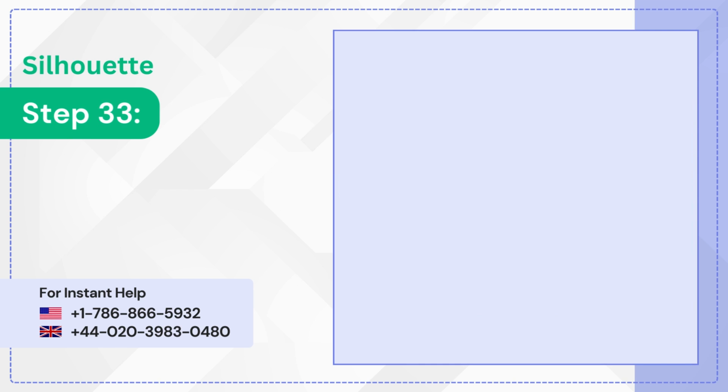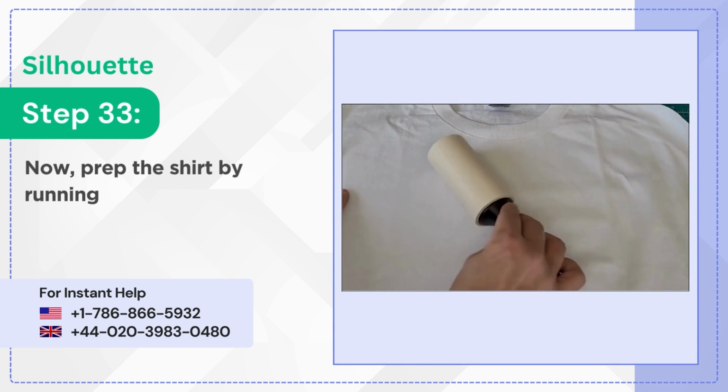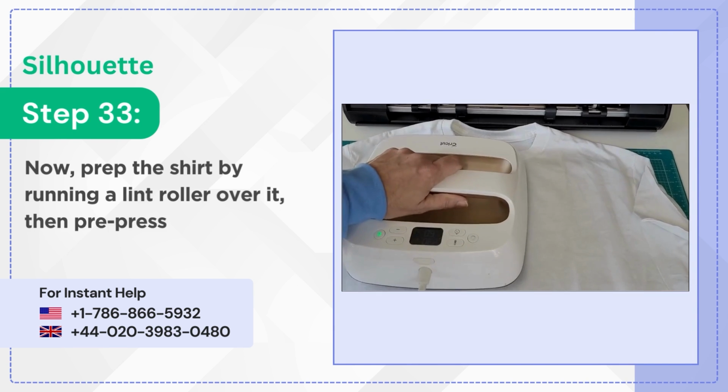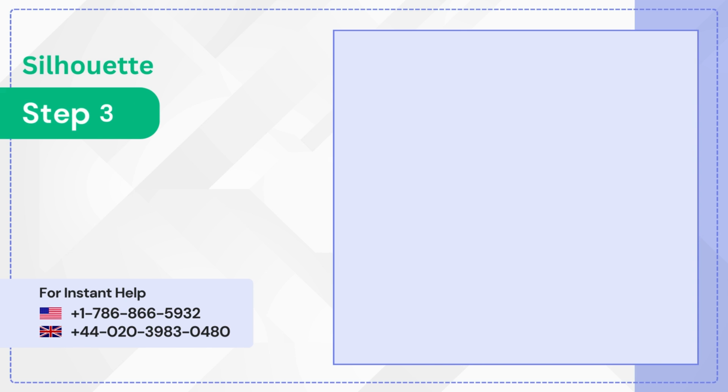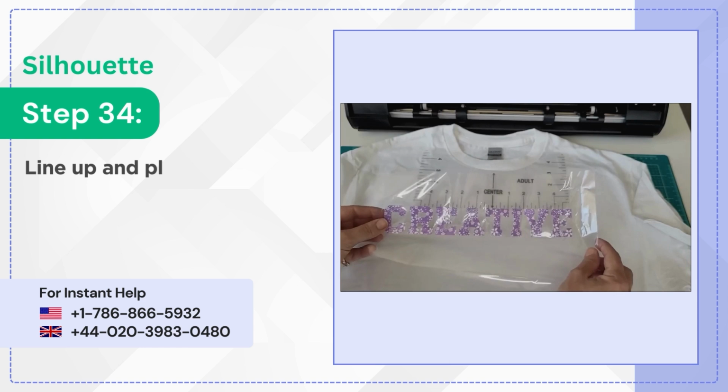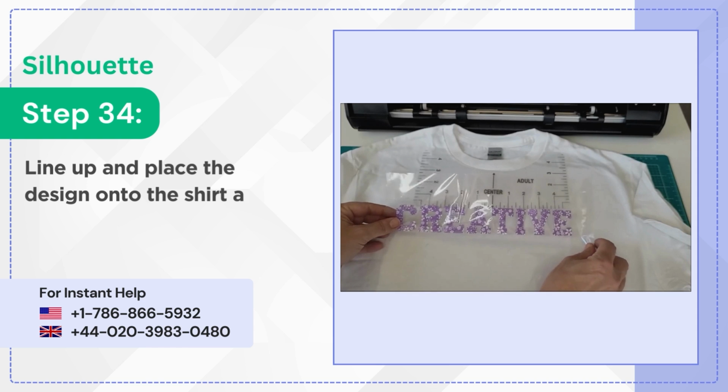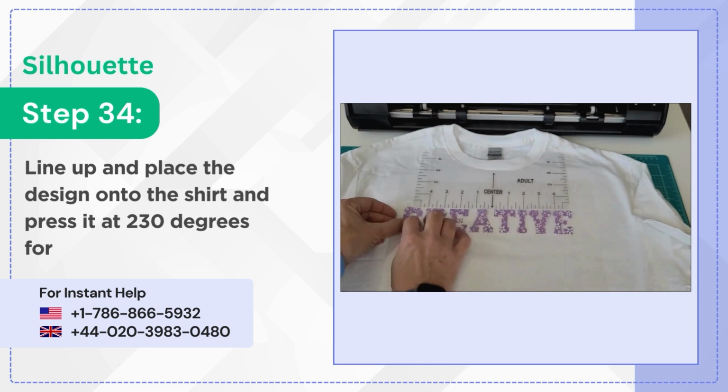Step 33. Now prep the shirt by running a lint roller over it, then pre-press it to wick out wrinkles and moisture. Step 34. Line up and place the design onto the shirt and press it at 230 degrees for about 8 seconds.